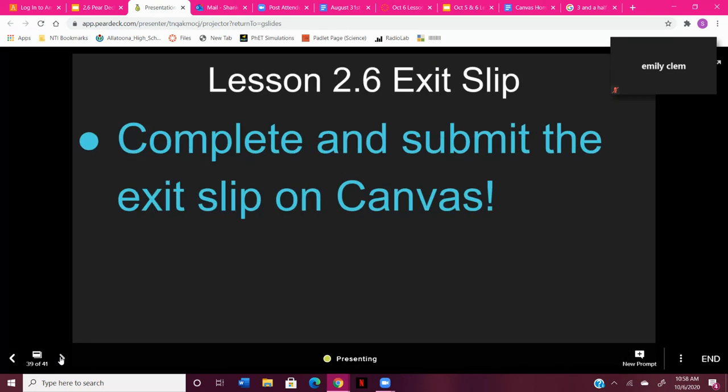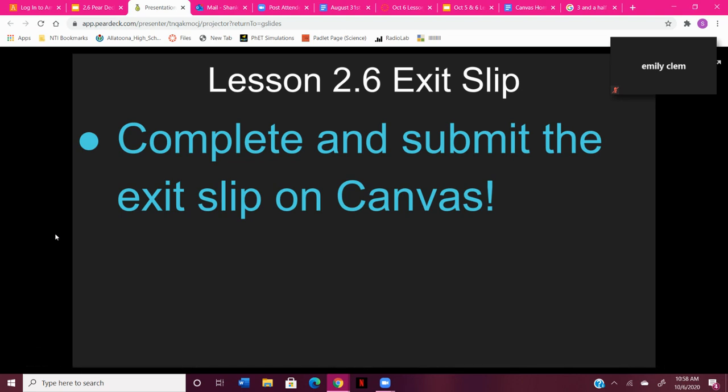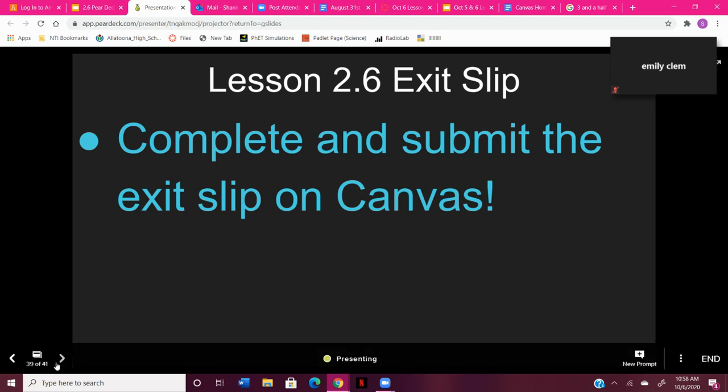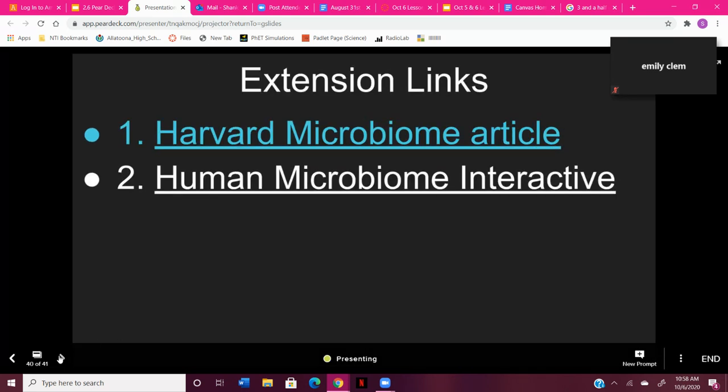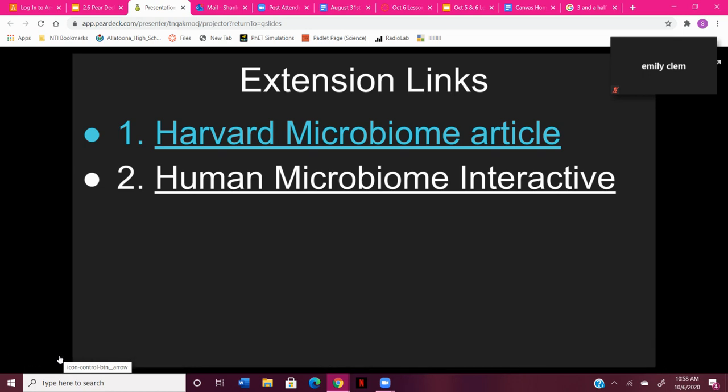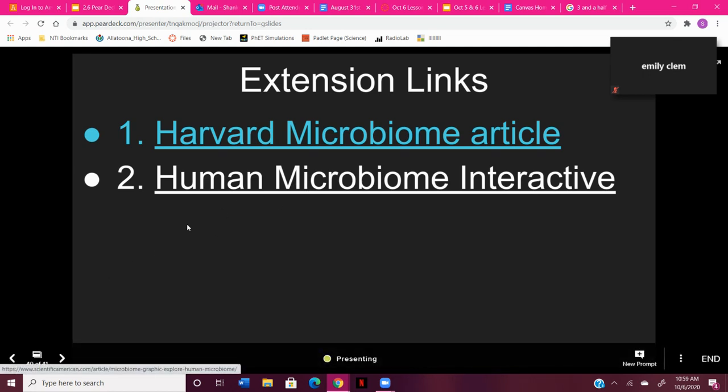Okay. The last thing that I need for you to do is to complete and submit the exit slip on Canvas. So these last two things you're going to do on Canvas. You don't have to worry about getting back into Amplify and doing the homework today. You just need to worry about the card sort and the exit slip. These are some extension links if you get done and want to look up some stuff about microbiomes. This is a human microbiome interactive website.